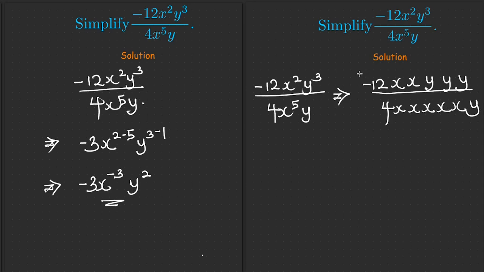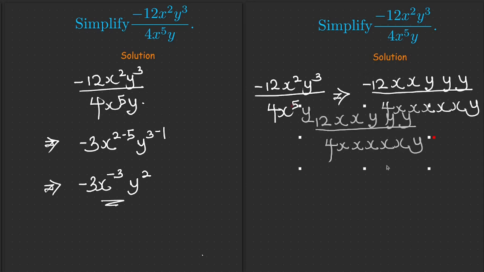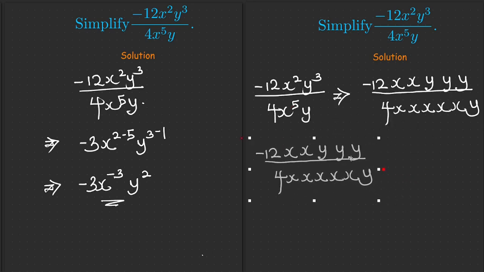Now with this written in its expanded form, we can now simplify by cancellation. So this y takes out this y. This x takes out this x. This x also takes out this x. Then 4 divides itself once, and then it divides 12 thrice. So in the end, what do we have? We have negative 3. So negative 3.